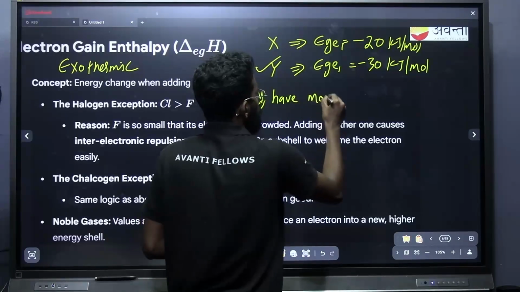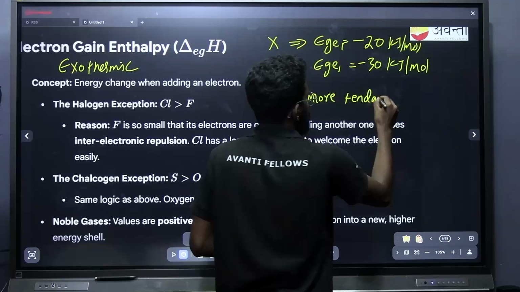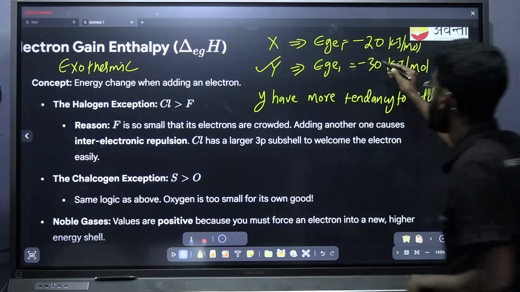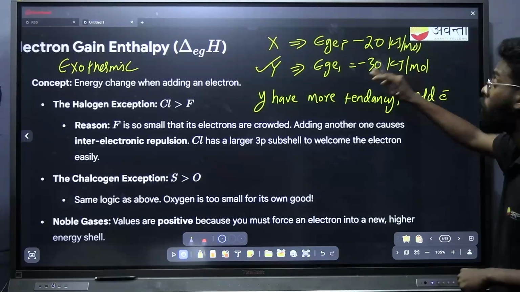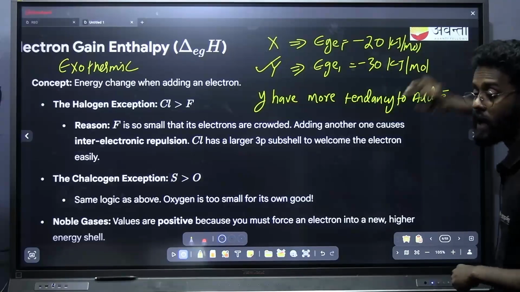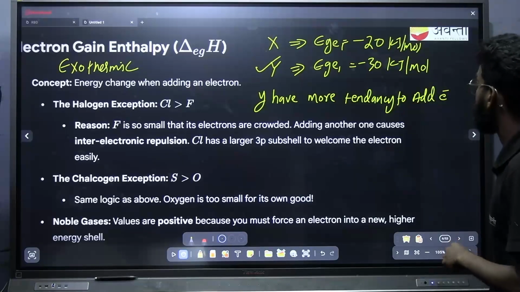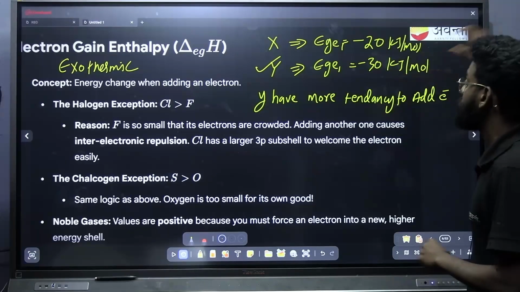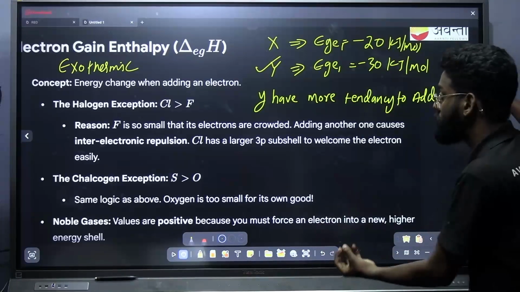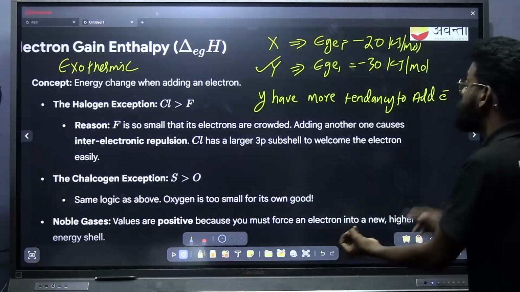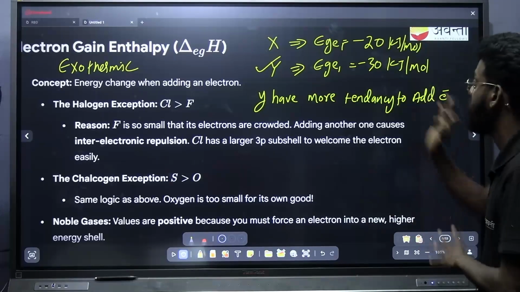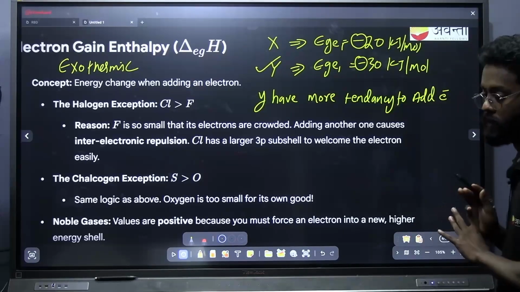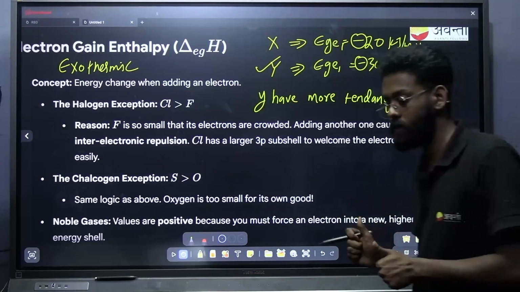has more tendency to add an electron because it has the highest electron gain enthalpy. More energy will be released when I am adding an electron. If more energy is released when I am adding an electron, more stability will be there, because if more energy is released, the energy of the system decreases. If the energy of the system decreases, stability increases. That is the main idea behind it. And this negative sign says that it is an exothermic reaction. That is the only thing. Got it? Got it, everyone?